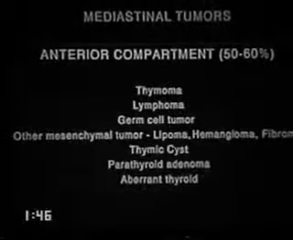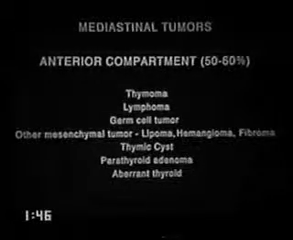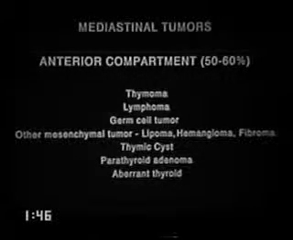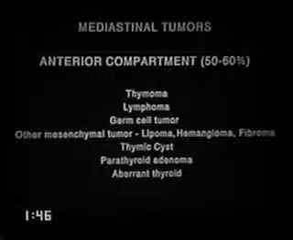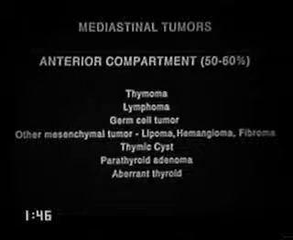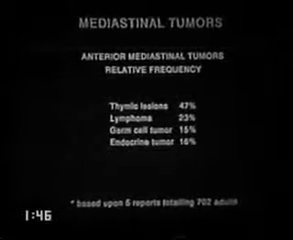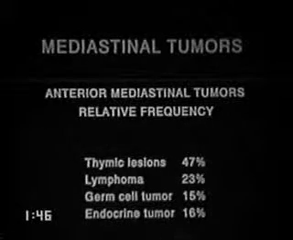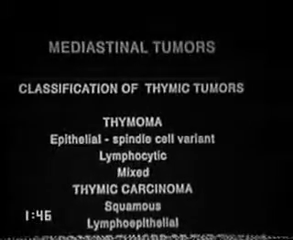Now, in the anterior compartment, you'll find 50 to 60% of all mediastinal tumors, and I'm really focusing now on adults. And as we mentioned in the previous slide, thymoma, lymphoma, and the germ cell tumors, with others falling as less common. And the relative frequency, approximately 47% are thymic, 23% are lymphoma, 15% germ cell, and 16% endocrine. This is based on 5 reports totaling 702 adults. This is anterior mediastinum now.